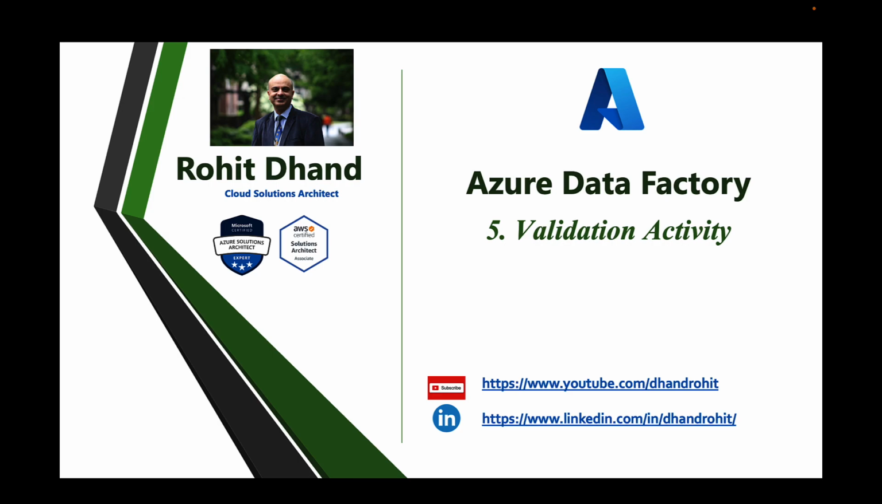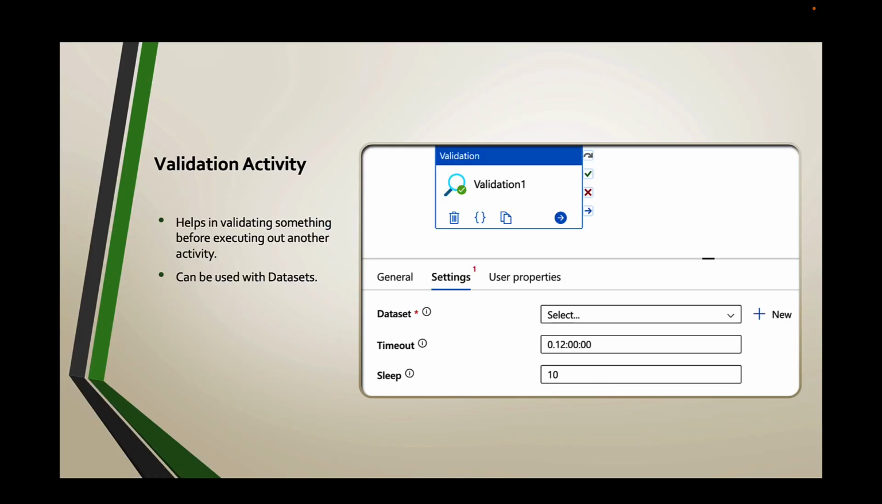In this video we are going to talk about the validation activity within Azure Data Factory. Validation activity can be used for various reasons in production workloads. What exactly a validation activity does is validate something before you want another activity to be executed, and we can use it with datasets.